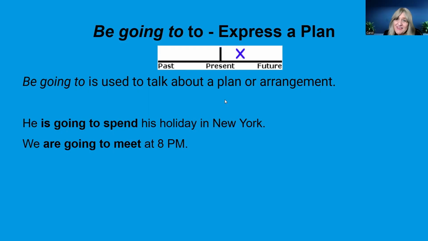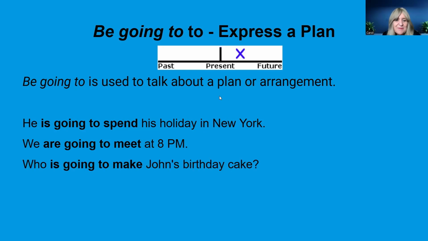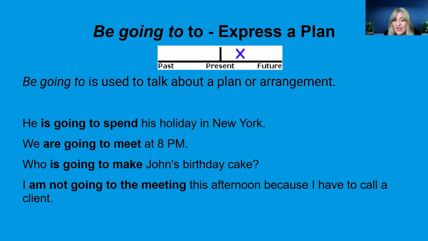We are going to meet at 8 p.m. So we've arranged this meeting in advance. So we say we are going to meet at 8 p.m. Who is going to make John's birthday cake? And I'm not going to the meeting this afternoon because I have to call a client. Okay, so again, they're all plans and arrangements.